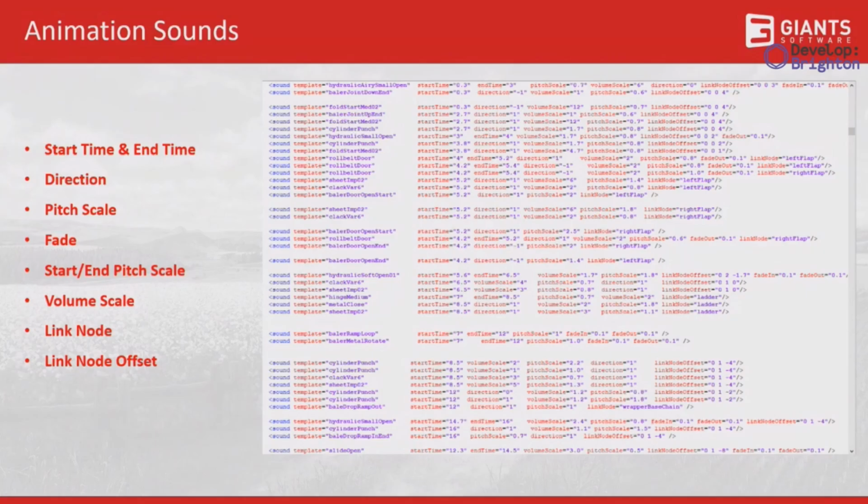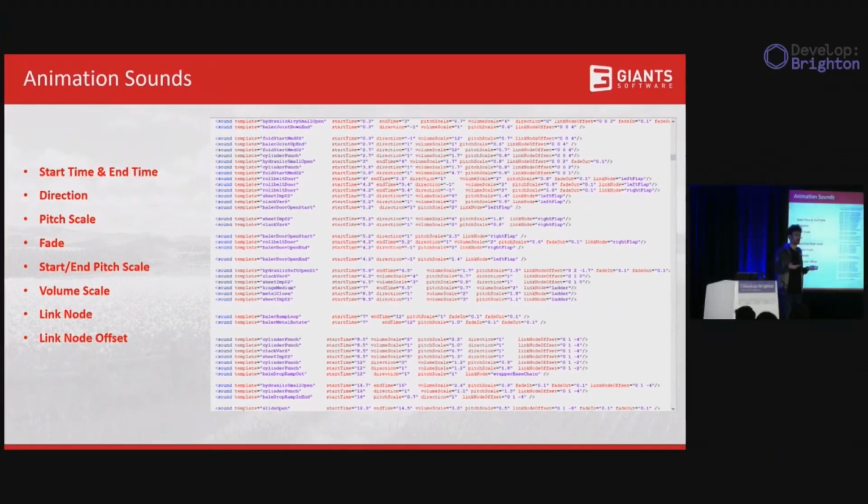Direction, so as you see on the timeline, if the machine is folding or unfolding, we have -1 or 1. Pitch scale, so just changing the pitch if we want for a specific sound. Fade, this is quite important in the animations, because when we have multiple sounds of hydraulics playing, we really need to manage the fade between them.